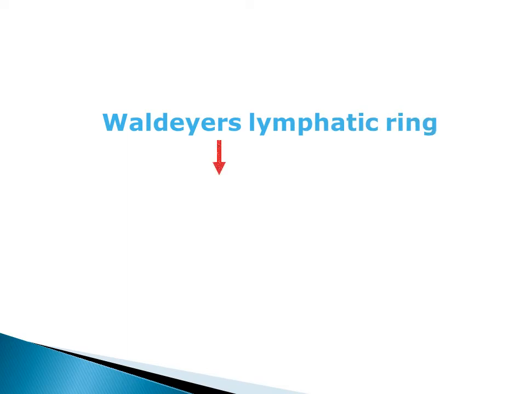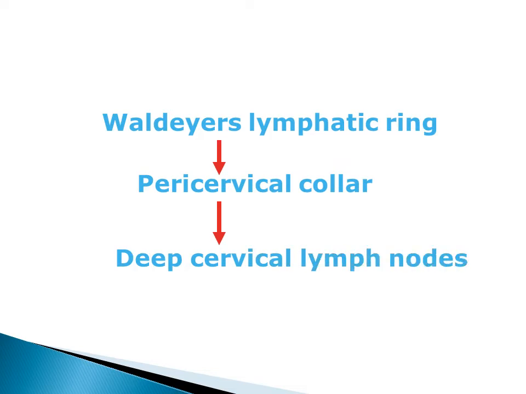Lymphatics from Waldeyer's ring reach the pericervical collar, and from there ultimately drain into the deep cervical lymph nodes. So afferents from Waldeyer's ring will reach the pericervical collar, and efferents from the pericervical collar will drain into the deep cervical lymph nodes.